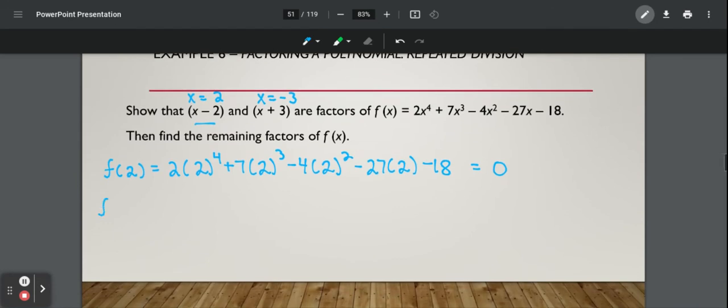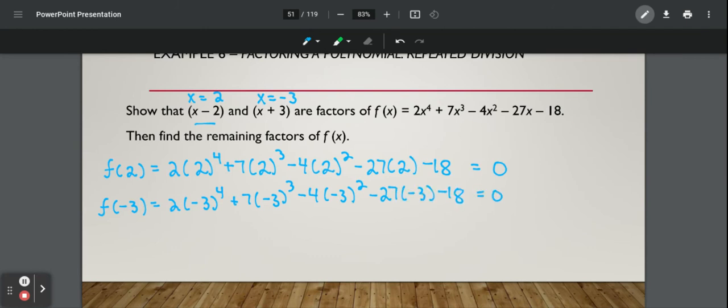And then if we were to do f of -3, where we have 2 times -3 to the 4th plus 7 times -3 cubed minus 4 times -3 squared minus 27 times -3 minus 18, we also get 0. So x plus 3 is a factor. So now it says find the remaining factors.